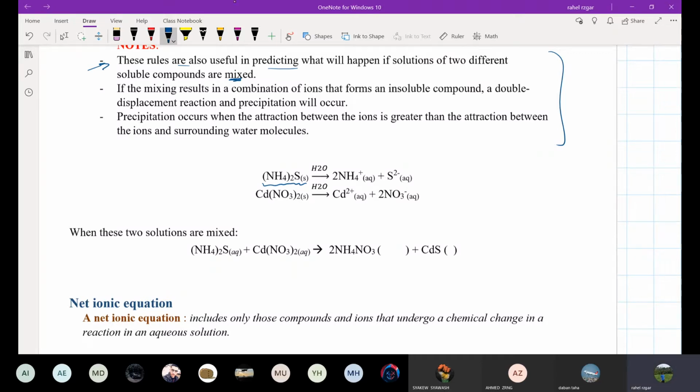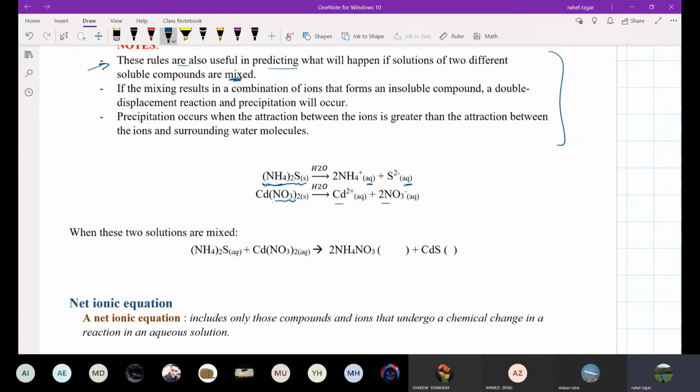So something like ammonium sulfide, which is an ionic compound, if we dissolve it in water, it becomes ammonium and sulfide, and they are aqueous. Same thing for cadmium nitrate. See, it contains what? Ammonium from rule 1, so it's directly soluble. Same thing, it contains nitrate from rule 2, it's directly soluble, so it becomes cadmium and 2-nitrate.